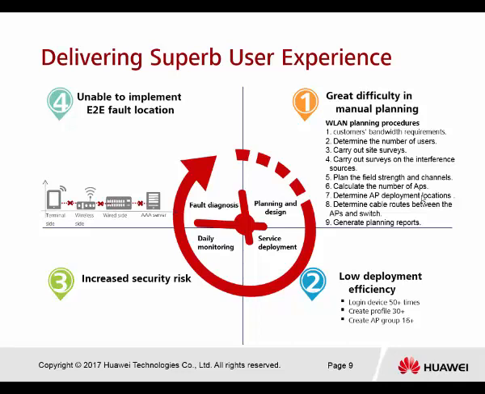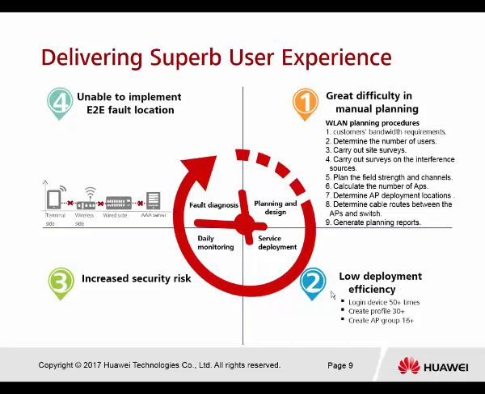Calculate the number of APs. Okay, the number of APs you have to check. Determine the AP deployment location. Cable route between the AP and the switch. Generate the planning report. So these are all the problems happening with manual planning.